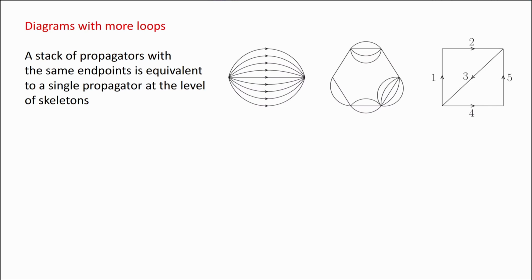Diagrams with more loops. This is interesting because there is a whole class of diagrams that are equivalent to 1-loop diagrams. For example, a stack of propagators with the same endpoints is equivalent to a single propagator. Consider this complicated diagram. This is always equivalent to a single propagator. And so in complicated diagrams like this, every stack can be replaced by a single propagator.